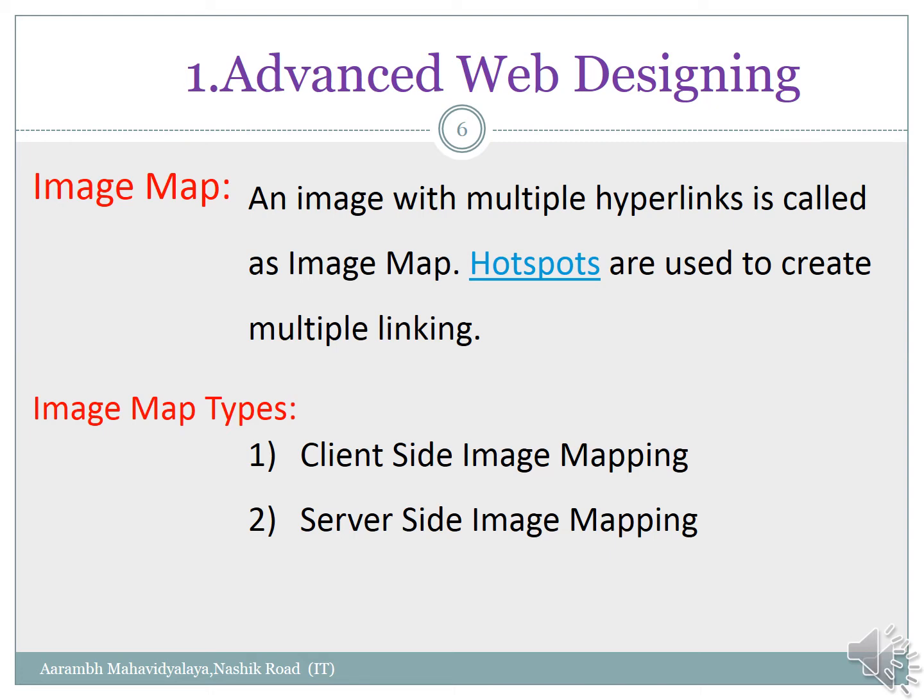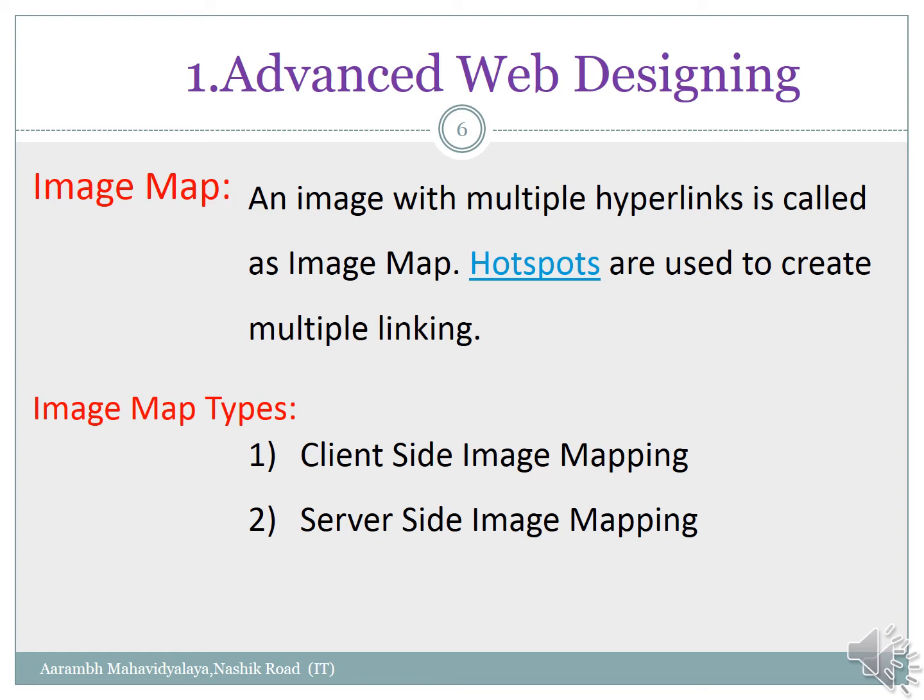Just move your mouse on the name hotspot. It will turn the mouse pointer shape into a hand shape, indicating that a hyperlink is provided. We will see its example at the end of this video.